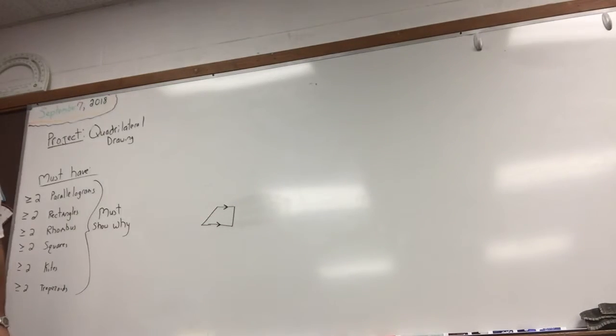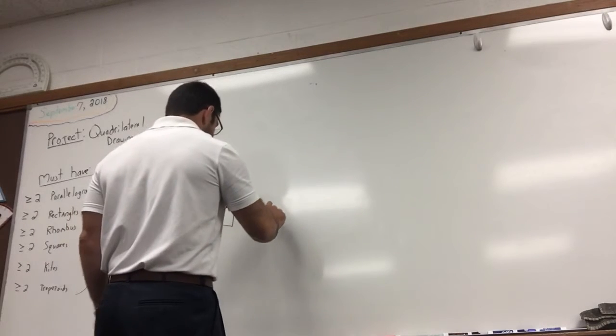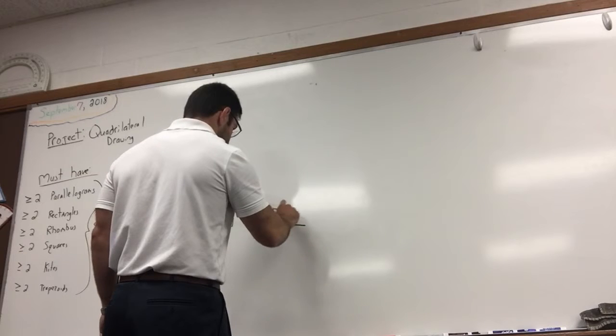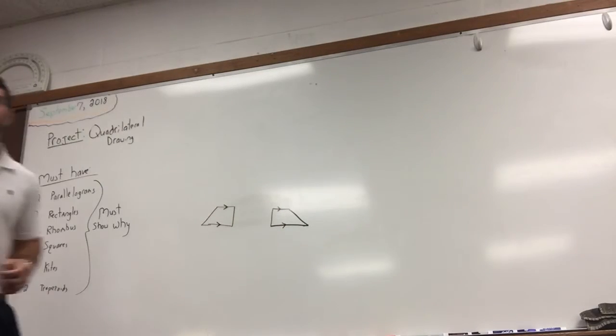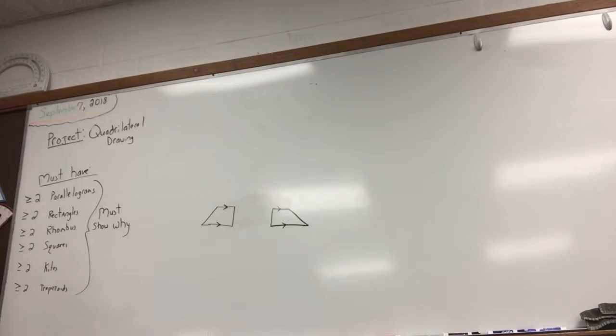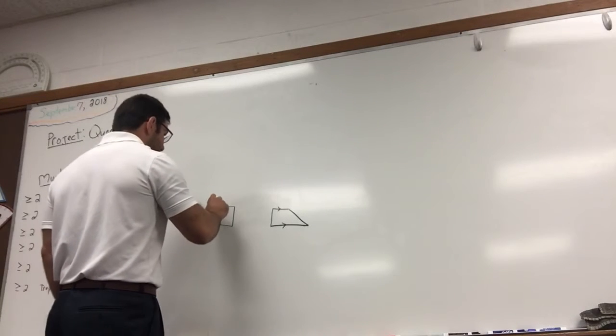That's showing why. That is a trapezoid. Does everybody agree? Then I might draw another trapezoid. What makes them trapezoids? They have parallel sides. How many parallel sides does a trapezoid have to have? Exactly one pair of parallel sides. You don't have to draw this down, but you can't use my example. Then I might have this.